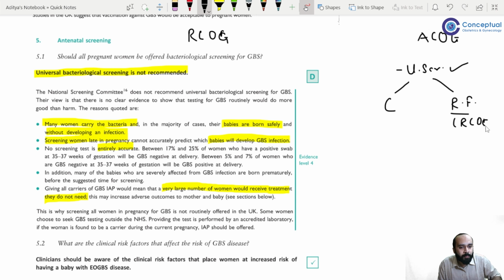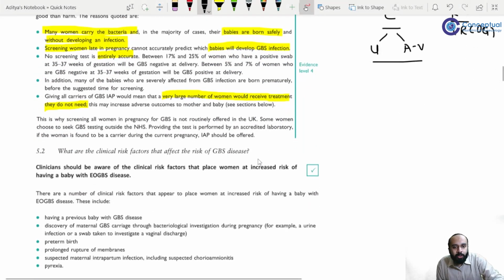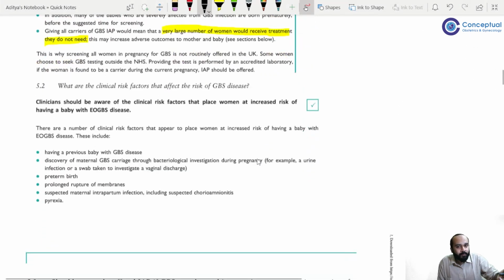So the additional part of ACOG is that they say कि सबका कल्चर्स किया करो. कौन सा कल्चर करना है? एक तो यूरिन का करना है and secondly एनो-वजाइनल करना है. We'll be reading a bit more about it later on. So what are the risk factors in which you should think of screening these women, which is something that ACOG and RCOG both agree on?